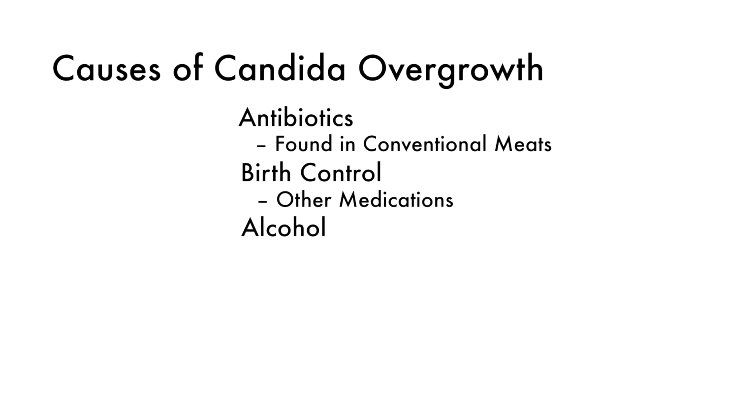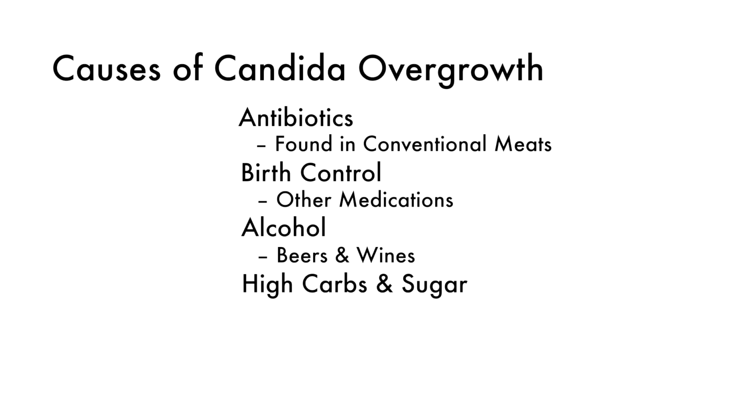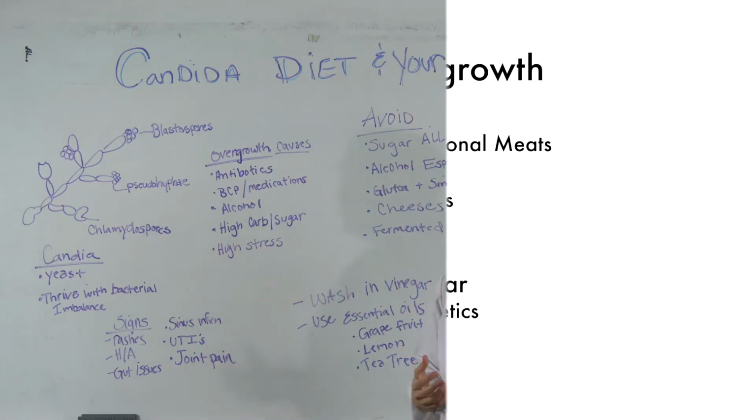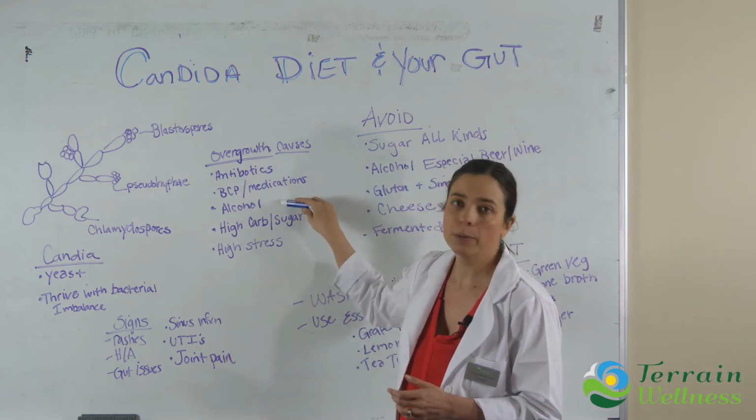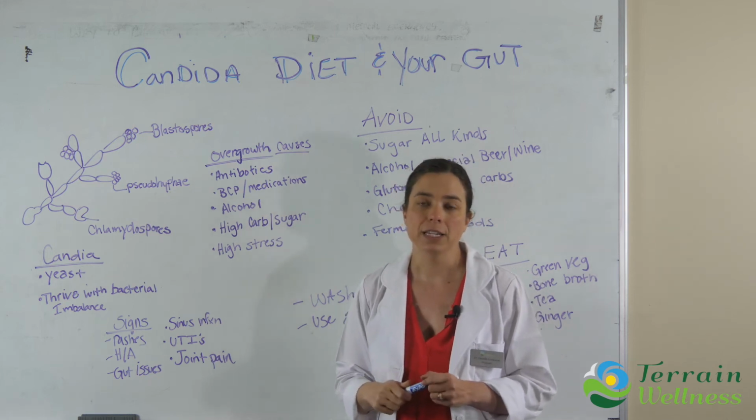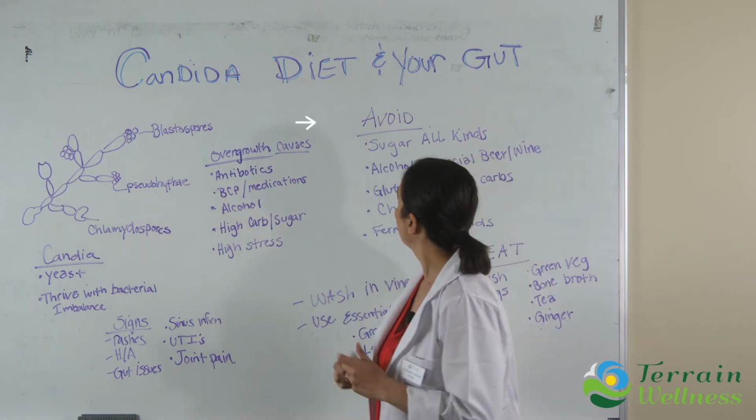Alcohol is very fermented, especially your beers and your wines, and so it leads to an excess of yeast overgrowth, and plus it really messes with the blood sugar, which goes to the next point, high carbohydrate and sugar, especially those white flours and things like that. And this runs really high, these Candida infections, in people who have diabetes. We also want to look at high stress levels. Again, when you're under a lot of stress, your gut's not working correctly, you maybe start eating a little bit more of these and drinking a little bit more of these, and that can definitely lead to an overgrowth of Candida.